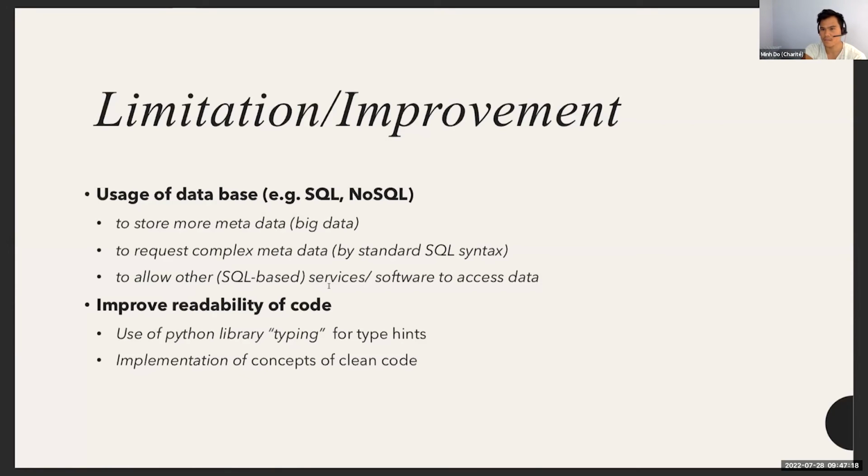And what is important for me, lastly, is the readability of code. So I consistently use the typing library just for indicating what type of variables we are using. That's actually helpful to look through the code very quickly. And what should be implemented are really concepts of clean code. That's from my side. Thank you very much.